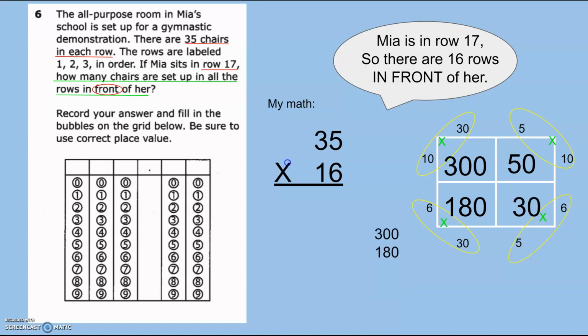300 plus 180 plus 50 plus 30, and my answer is going to be 0. And then I do 8 plus 5 plus 3 is 16. I'm going to put my 6, carry my 1, 4, 5, or 3, 4, and 5. My answer is 560. I go to my place value chart. I make sure that I line up the digits in the right place, and then I bubble each spot. 5, 6, and 0.